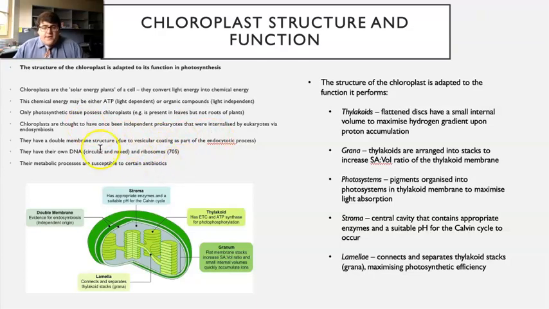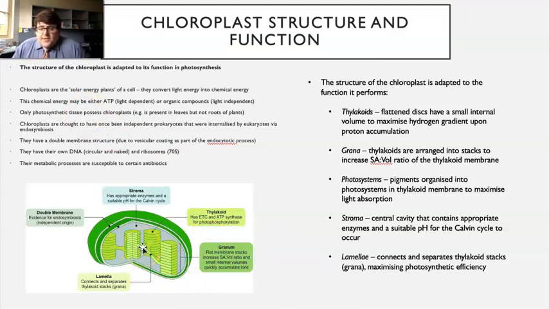They have a double membrane because of the endosymbiosis they've gone through. They have their own DNA, which is circular and naked, and 70S ribosomes. And their metabolic processes are susceptible to certain antibiotics. Now, you have to know the structure, so you have to be able to draw a chloroplast. You also have to be talking about the different parts that are there.